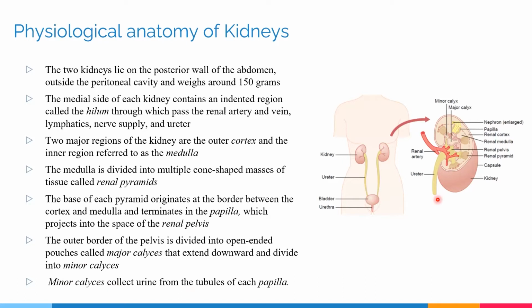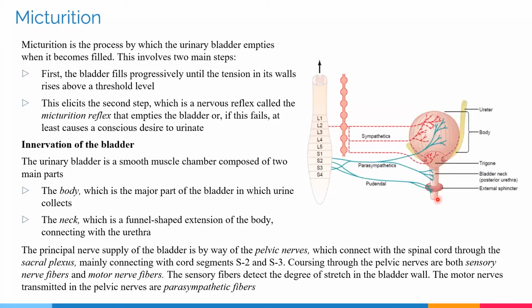So this was the physiological anatomy of the kidneys. Next, we look into micturition. Micturition is the process by which the urinary bladder empties when it becomes filled. This involves two main steps. First, the bladder fills progressively until the tension in its walls rises above a threshold level. This elicits the second step, which is the nervous reflex called the micturition reflex that empties the bladder, or if this fails, at least causes a conscious desire to urinate.